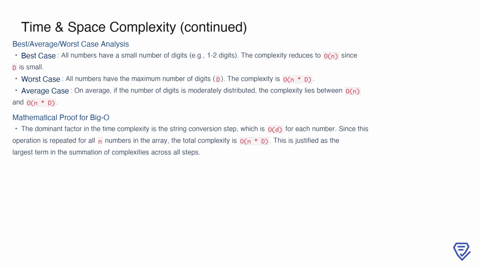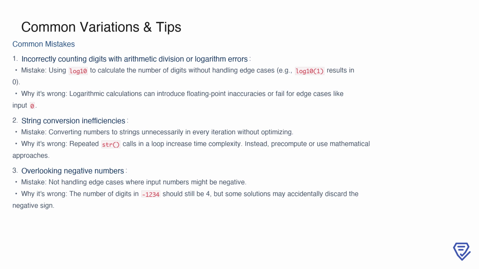For the average case, where the number of digits is moderately distributed, the complexity falls between O(n) and O(n*d). To mathematically justify the O(n*d) complexity, we note that the string conversion step, O(d), dominates the computation for each number, and this is repeated for all n numbers. As big O focuses on the largest contributing factor, the overall complexity is determined by this dominant term, confirming the correctness of the analysis. Here, we're looking at some common mistakes that can arise while solving this problem.